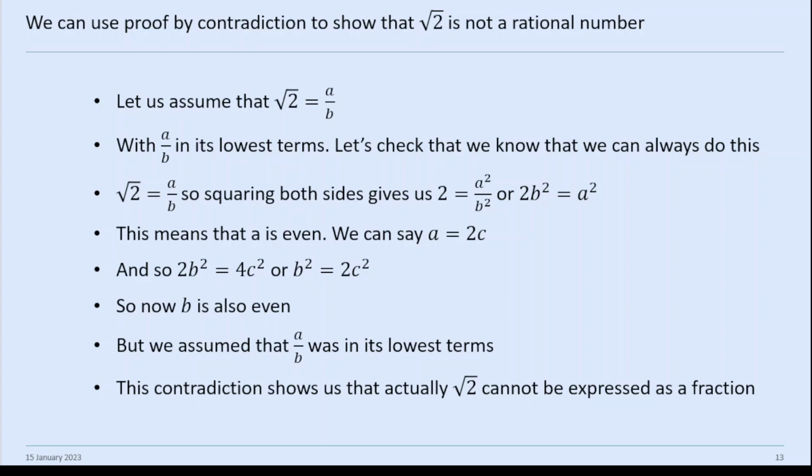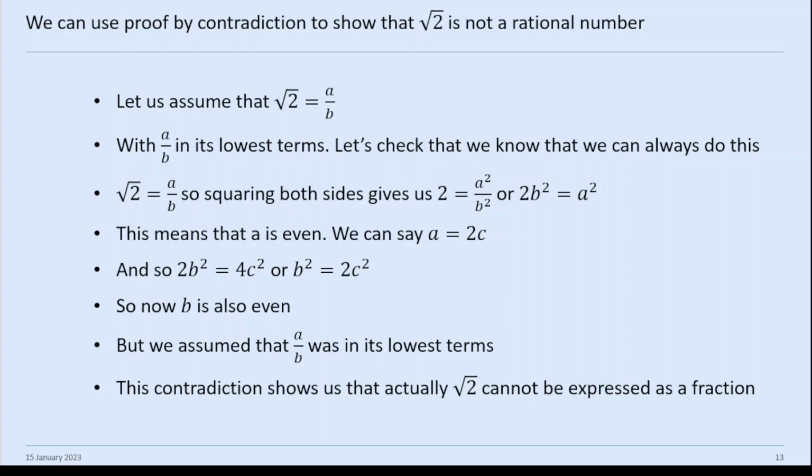Now, root 2 is a over b, so we square both sides. This tells us that 2 is a squared over b squared. Or, multiplying both sides by b squared, we get 2b squared equals a squared. Now, the fact that a squared equals 2b squared means that a squared is even. And from our previous work, what we can see is that a cannot be odd, because if a was odd, then a squared would be odd. So a must be even.